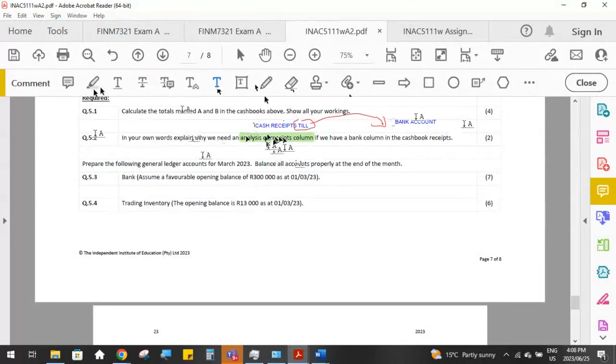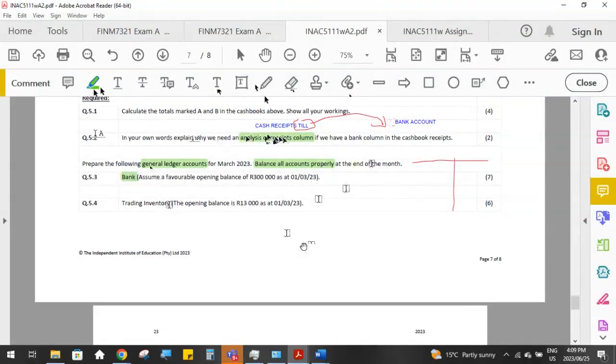And then prepare the following general ledger accounts. So remember, your general ledger is your T account for March. Balance all accounts properly at the end. So that just means you must balance them, indicating what amount is going to be carried forward or brought forward at the end of this current month for the beginning of the new month.